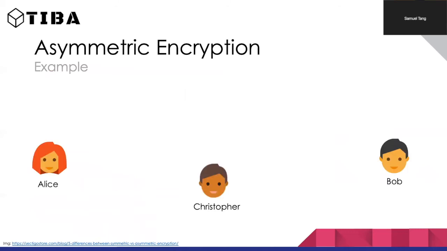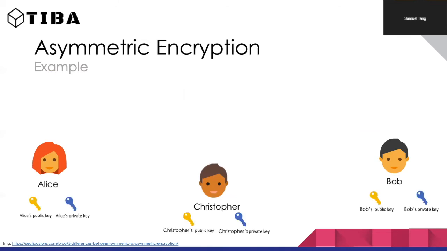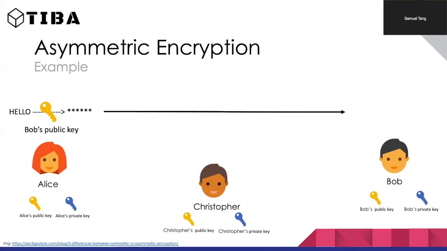Here's Alice, Christopher, and Bob again. They each have a pair of public and private keys. Again, they want to keep the private key to themselves, and they can share the public key with anyone. So now Alice wants to use Bob's public key to encrypt the message hello, right? Now the message becomes something unrecognizable, random strings or something, and she sends this encrypted message to Bob. Now Bob can use his private key to decrypt the message, so that goes back to hello.